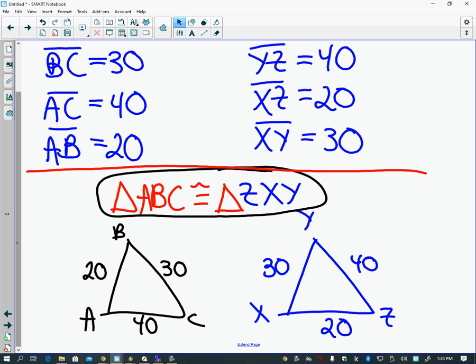So then you go to B, because all of them will start with triangle ABC. So your job is to find out what corresponds to A, what corresponds to B, what corresponds to C. Does that make sense? So as you go to B, you see B is between 20 and 30. So what's between 20 and 30 on the other?